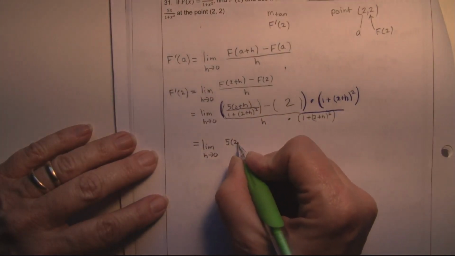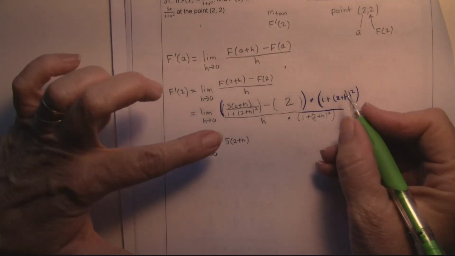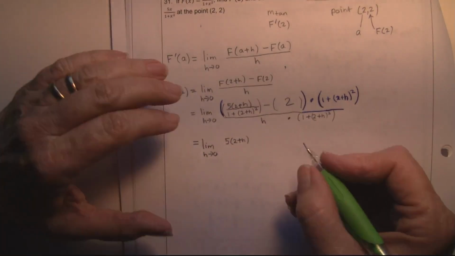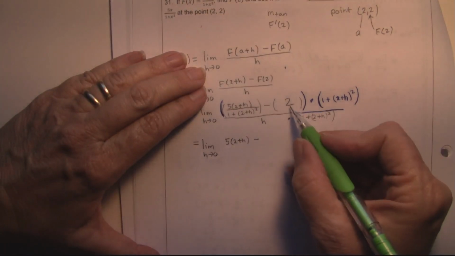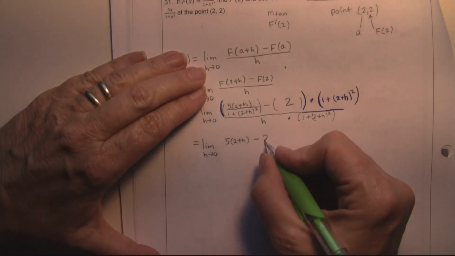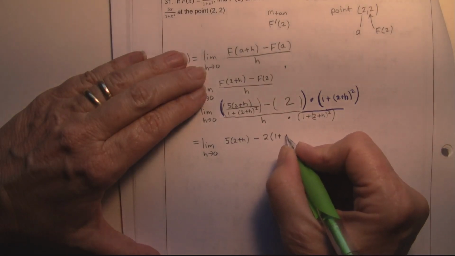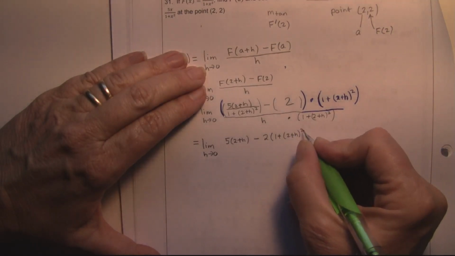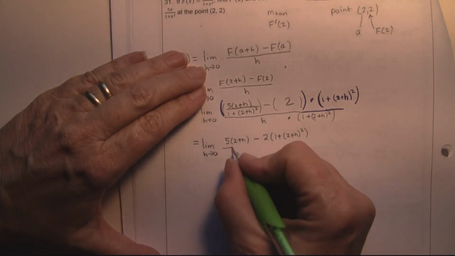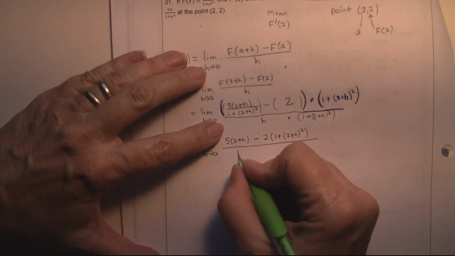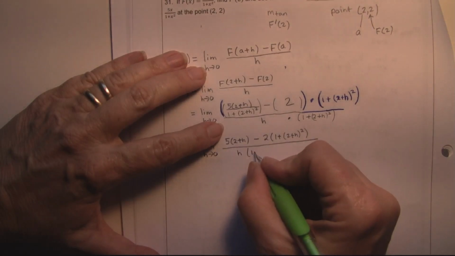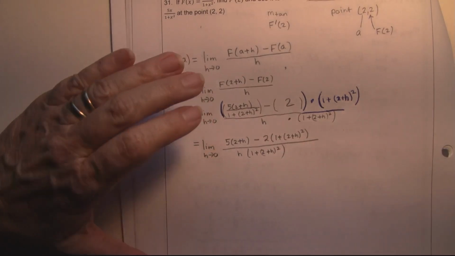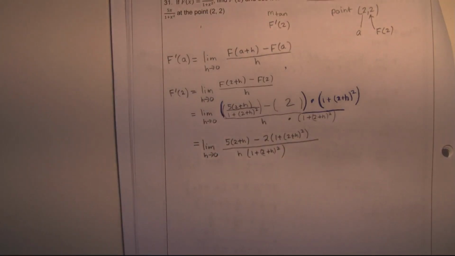5 times 2 plus h, and then the bottom cancels, right? And so done. And then minus, and then this doesn't have a bottom, so it's going to be 2 times 1 plus 2 plus h squared, and then all over the same darn thing. h times 1 plus 2 plus h quantity squared. Oh, have mercy. Okay, so there we have that.